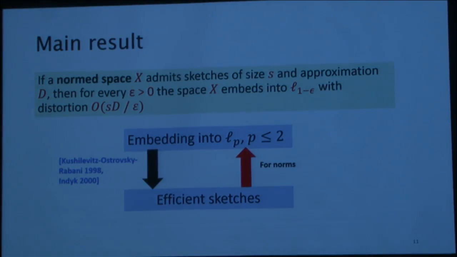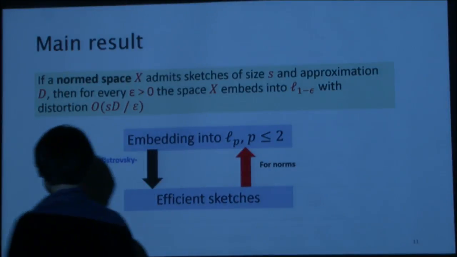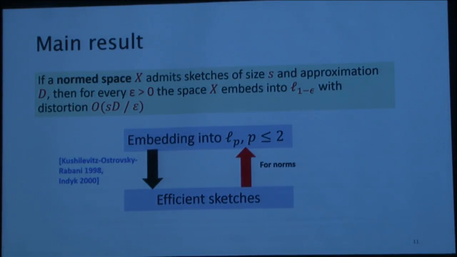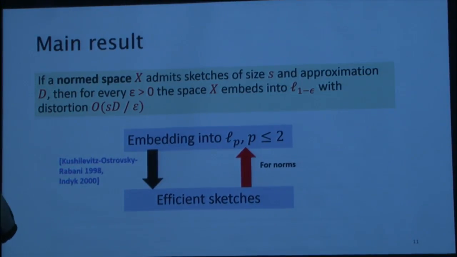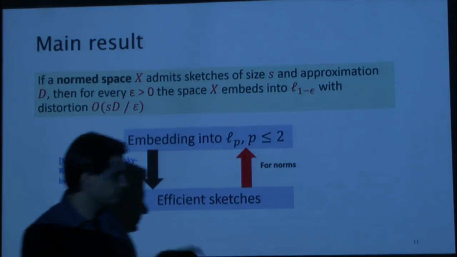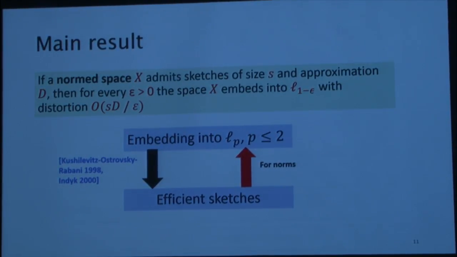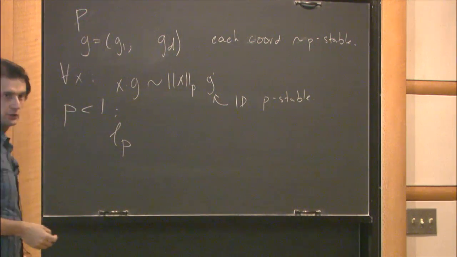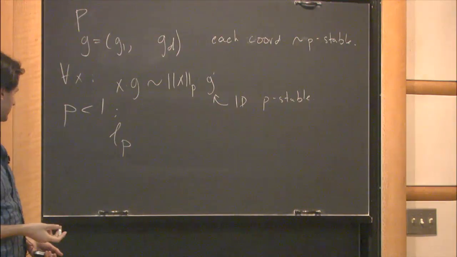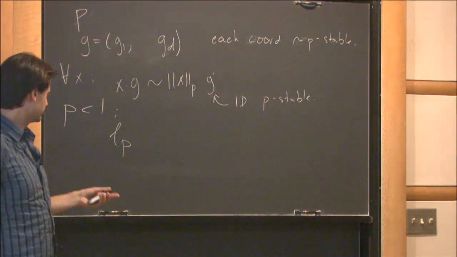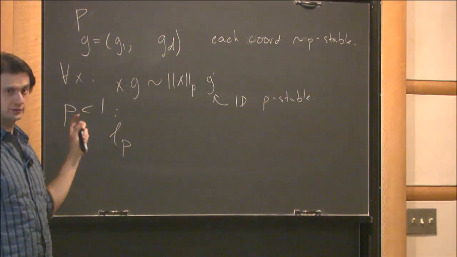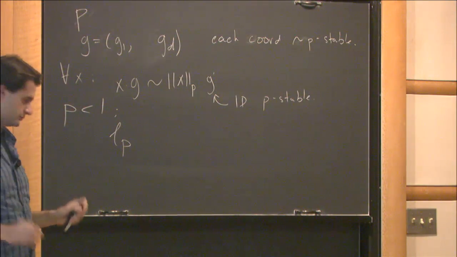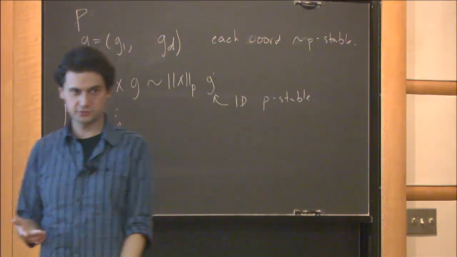Okay, so just to contextualize this, these two notions, embedding into LP for P at most 2, and just to return to Asaf's point earlier, for P less than 1, LP is formally not a metric. It doesn't satisfy the triangle inequality, but a lot of these things can still be said about LPs. In particular, we can still sketch LP for P less than 1, with exactly the same definition. We don't really require the triangle inequality for the definitions.